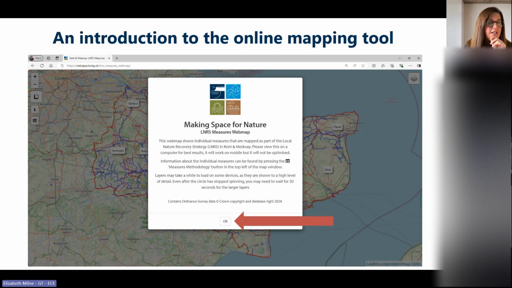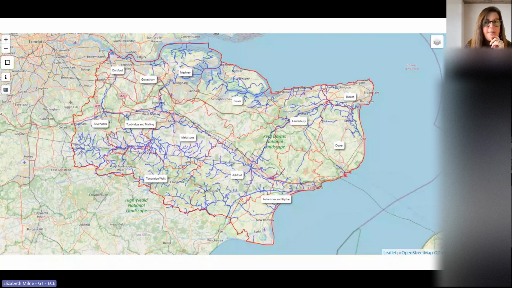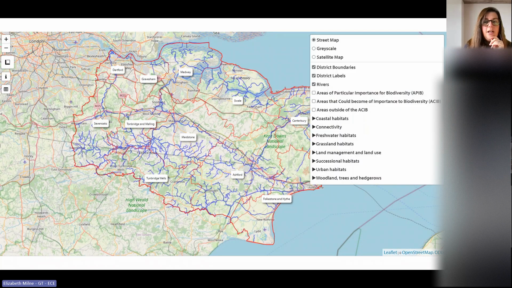When you first launch the mapping tool, you'll be presented with this screen. Read through the details and click the OK button, and you'll be brought to the map interface. If you select the layers menu at the top, it will drop down, and you're presented with a number of different information and mapping functions you can select. First of all, you can choose your preferred baseline map. At the moment, we have the options of street map, grayscale, or satellite imagery. The default is always street map, which is what's currently shown.